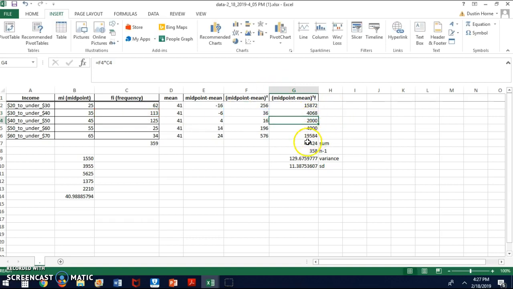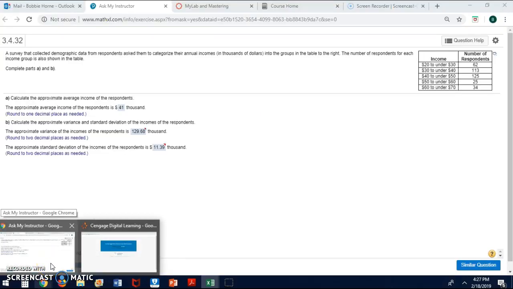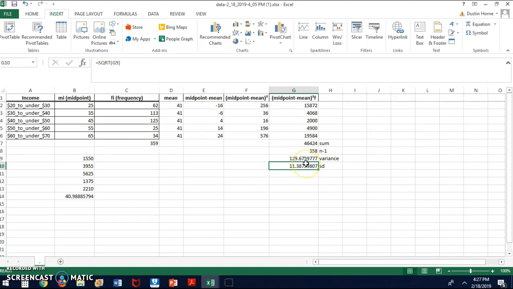Then once you got all of those numbers, you're going to add them together and divide by n minus 1. And n is 359, so 359 minus 1 would give you 358. So the variance is just your sum here divided by n minus 1. So your variance would be 129 point, let's see what we had to round to. 2 decimal places. So 129.67, look behind the 7, and you will see the 7 will round up to an 8.